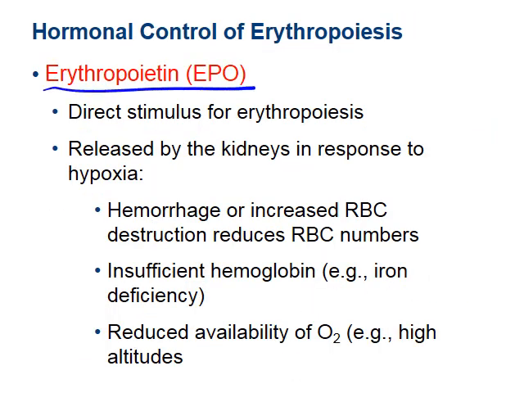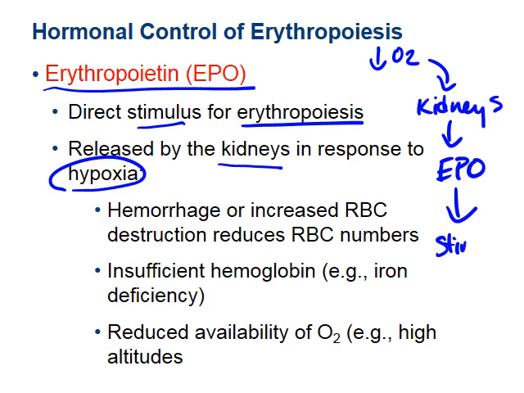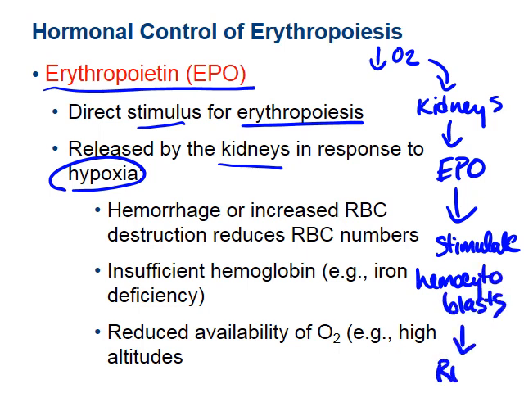Here's the hormone I just mentioned, EPO or erythropoietin. This is a direct stimulus for erythropoiesis. So it's released by the kidneys in response to low oxygen. So if you have low oxygen, that's going to tell your kidneys to release EPO. And what is EPO going to do? EPO is going to stimulate hemocytoblasts to make more red blood cells.